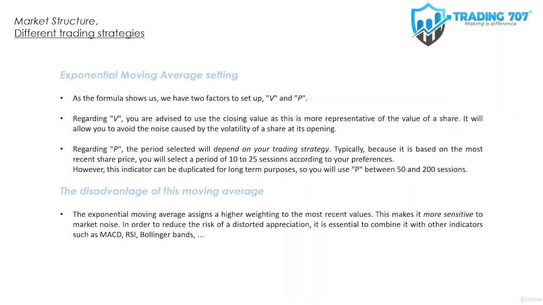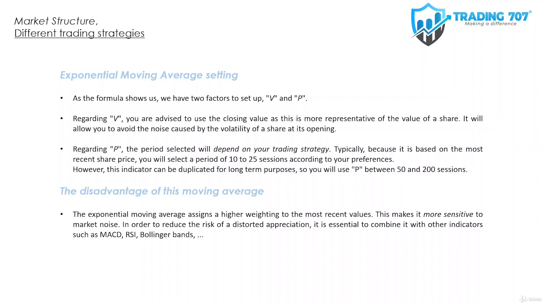Let's see the exponential moving average setting. As the formula shows us, we have two factors to set up, V and P. Regarding V, you are advised to use the closing value, as it is more representative of the value of a share. It will allow you to avoid the noise caused by the volatility of a share at its opening.